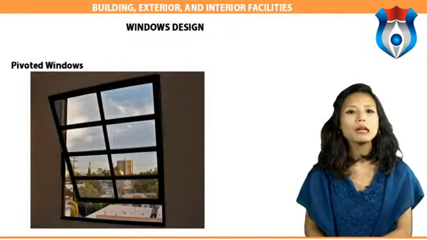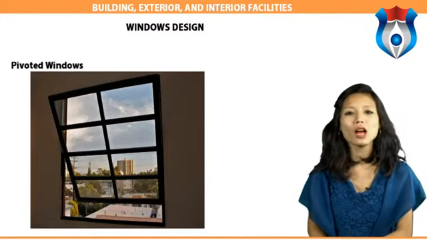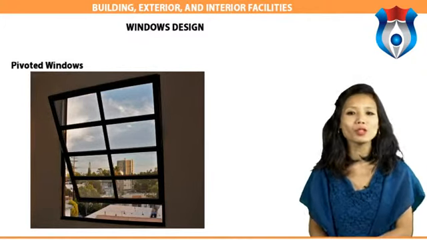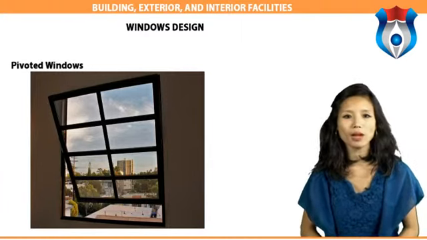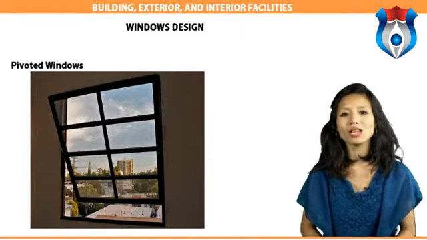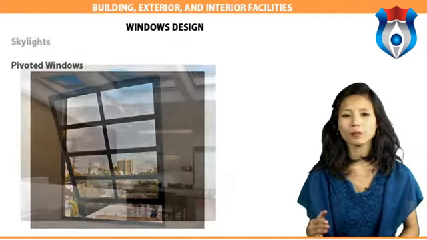Pivoted windows. In these windows, the shutters are allowed to swing around pivots which are fixed to the window frame. The window frame has no rebates. The shutter can swing or rotate either horizontally or vertically.